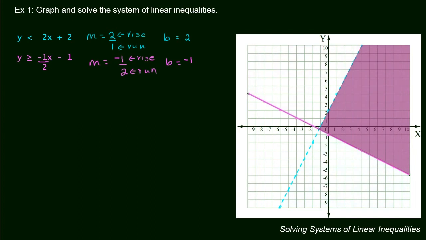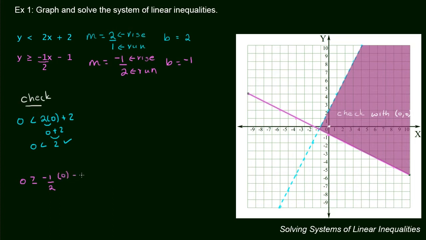I can check my work by choosing a point within the shaded region. It looks to me like I can choose this point over here, 0, 0. So I'm going to check with 0, 0. X is 0, y is 0, so it's using the first equation. I have 2 times 0, which is 0. 0 plus 2 is 2. 0 is less than 2.